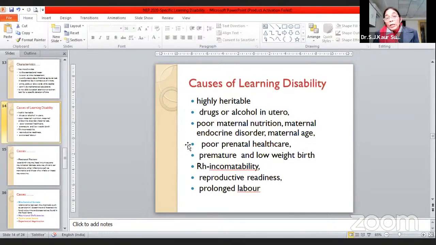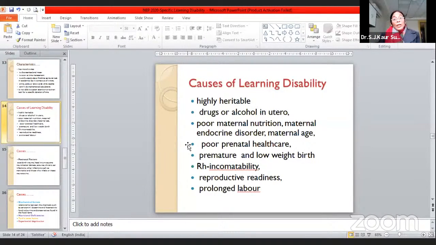Now another is drugs or alcohol in utero. If the pregnant mother takes drugs or alcohol, that may also contribute. Then poor maternal nutrition, maternal endocrine disorder, and maternal age. What is the mother's age? That may also contribute. Then poor prenatal health care.